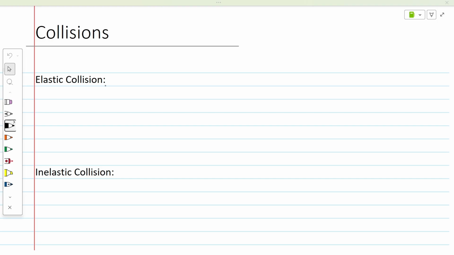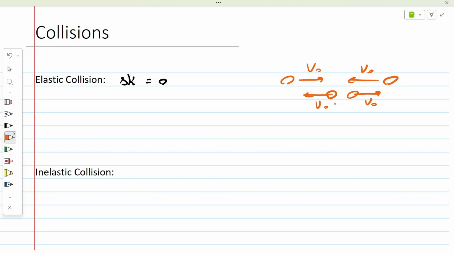So first we have elastic collisions. In an elastic collision, the energy is conserved. So the change in kinetic energy will be equal to zero. What will that look like? Let's say we have two balls traveling toward each other, both moving at the same initial velocity. After they collide and bounce off each other, they will still have that same velocity. So the velocity is conserved, and since velocity is within the energy, the energy will be conserved.